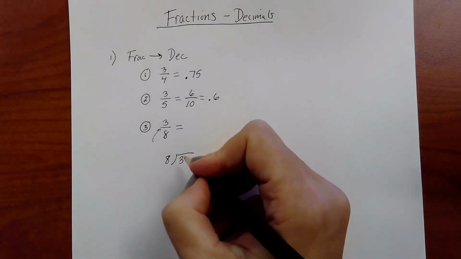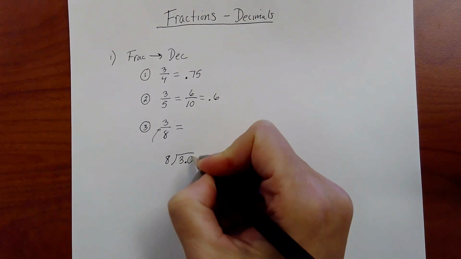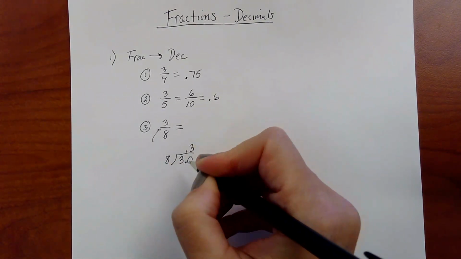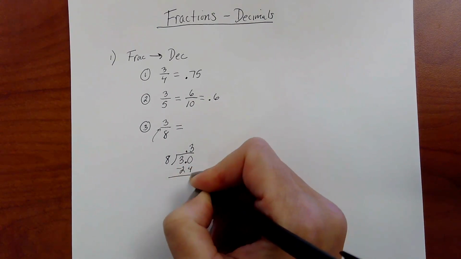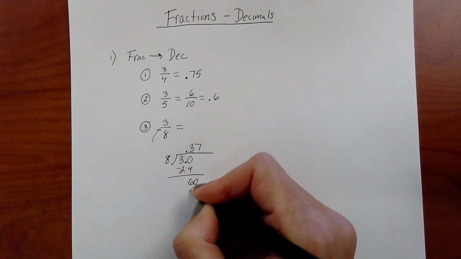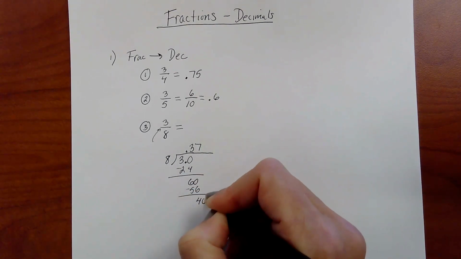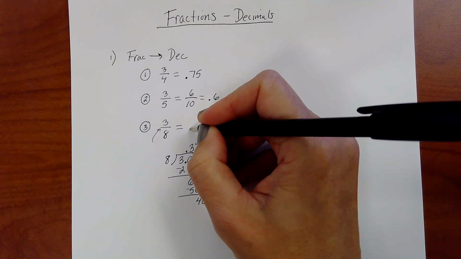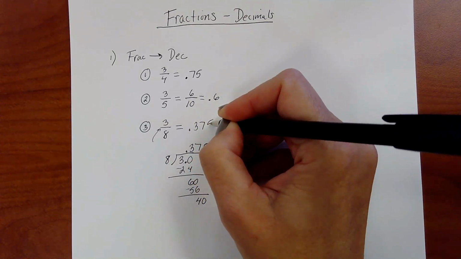Okay, does 8 fit into 3? No. So we're going to add a 0. Does 8 go into 30? Yes, 3 times. Does 8 go into 60? Yes, 7 times. Does 8 go into 40? Yes, 5 times, and you're good. So this is 0.375.